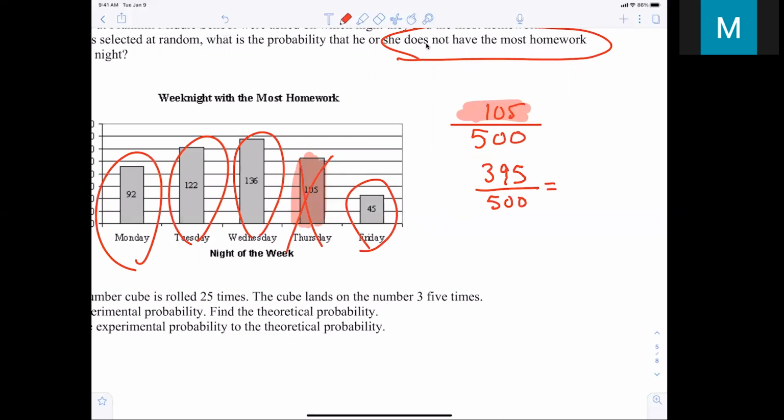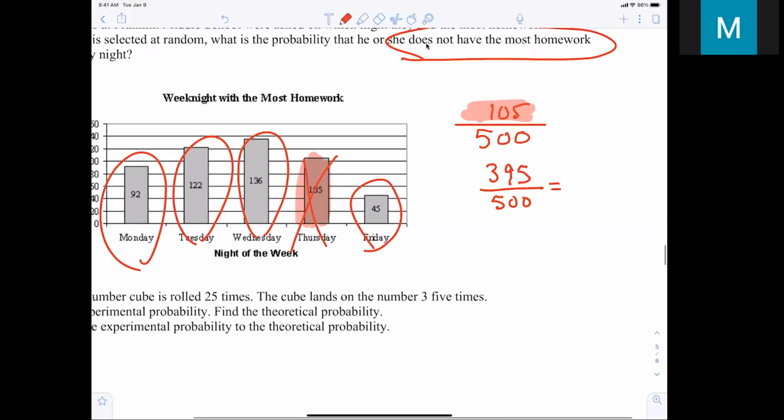So one way is just type it on your calculator as 395 ABC 500 and tell me what it is. Now remember, I want you doing the problem. I don't want you writing down my answer. You should be doing it yourself, like everyone else. I got 79 over 100. Anybody else get 79 over 100? All right, that wasn't bad.